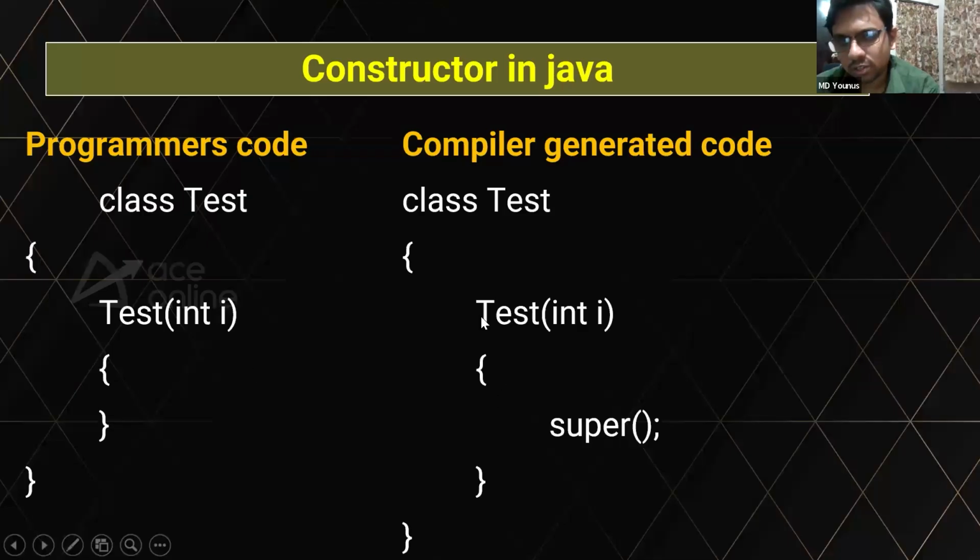So this is how the constructor works. You see, no default constructor is getting created, because the moment I provide my own constructor, the compiler will not provide the default constructor.